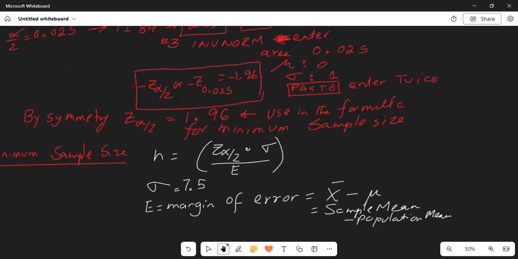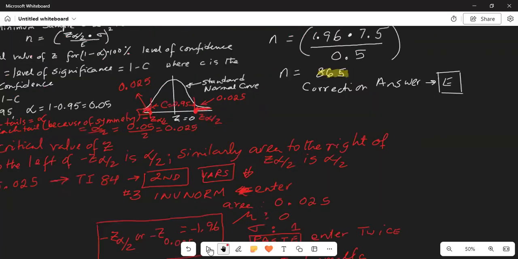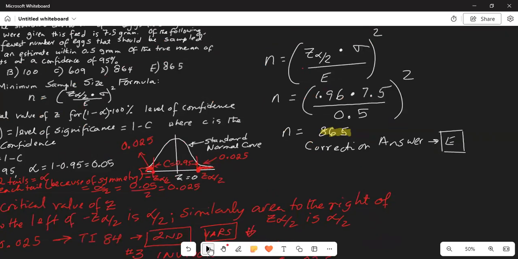Remember, E is the margin of error, which is sample mean minus population mean, which is given as 0.5 in the problem. So we plug everything correctly in the formula and do not forget to square. N is squared, okay? And if you get 864.36 as the answer, we round it up, not round it down. Why do we round it up? We round it up so that we maintain the margin of error. We do even better in margin of error if we round it up. That means if we round it up to 865, our margin of error will be less than 0.5, which is very desirable. Okay, so the answer is 865.